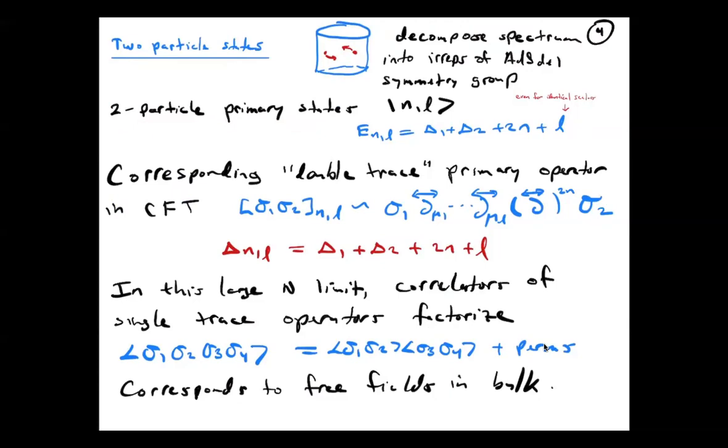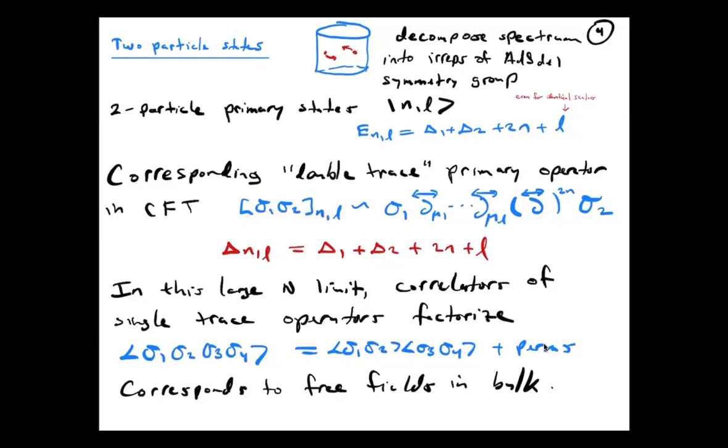The labels of those states are given by, we sum up the dimensions, and then again, you have these n and l, the radial and angular excitations of these two-particle wave functions. And then on the CFT side, you build these double trace operators.